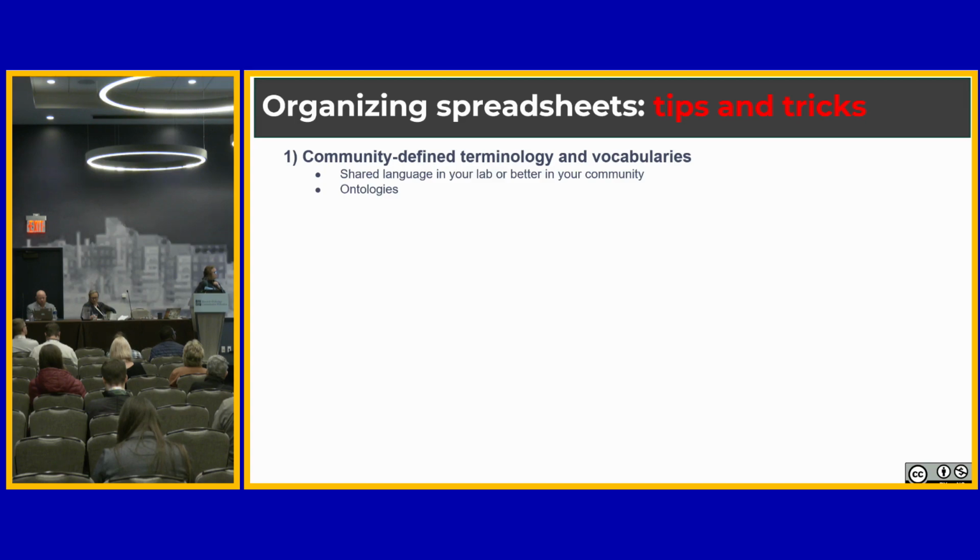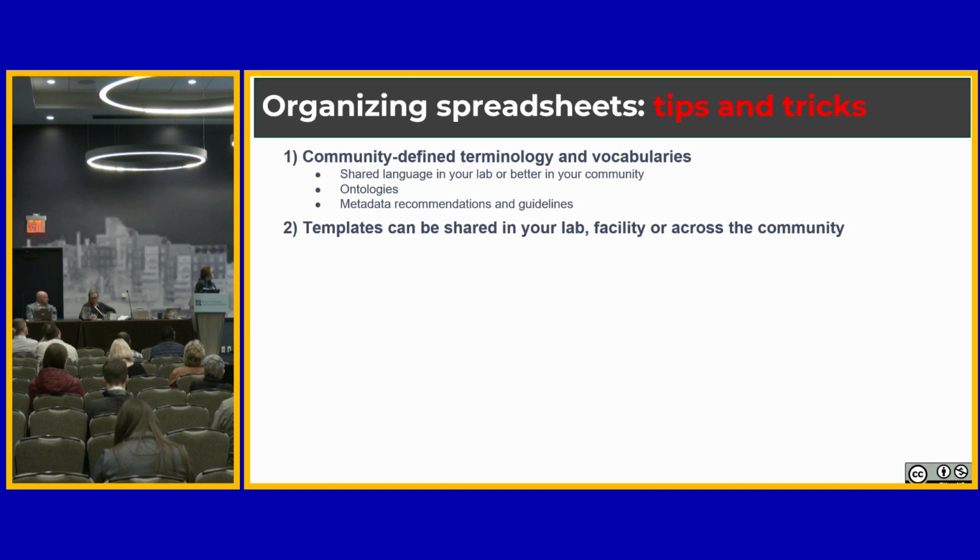Use the idea of using ontologies. These are lists of shared terminologies that have been developed that can be used instead of just reinventing the wheel and using new terms. And then, of course, metadata recommendations and guidelines are being developed in multiple fields that can help us do this.